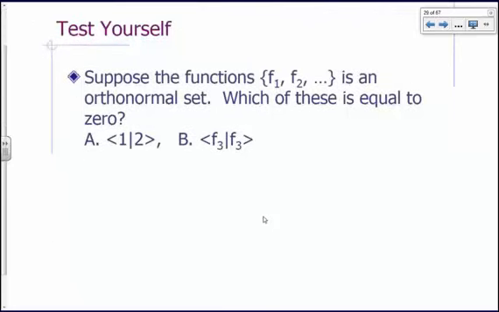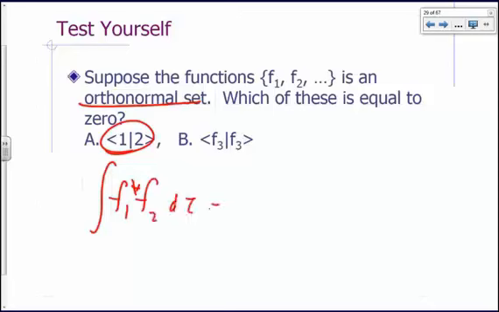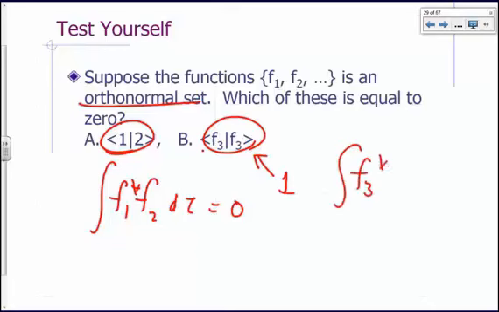All right, let's do a quick check. Let's say functions f1, f2, and so on is an orthonormal set. Which of these is equal to 0? That means the integral of f1 star f2 d tau is 0. What about this one? That's equal to 1, since i equals j. So that's the integral of f3 star f3 d tau, equal to 1, so f3 is a normalized function. f1 and f2 we say are orthogonal to each other. That's the expression you use: function f1 and function f2 are orthogonal to each other.